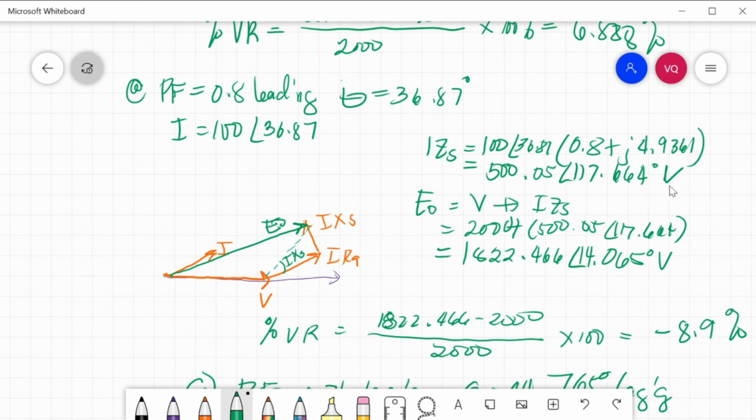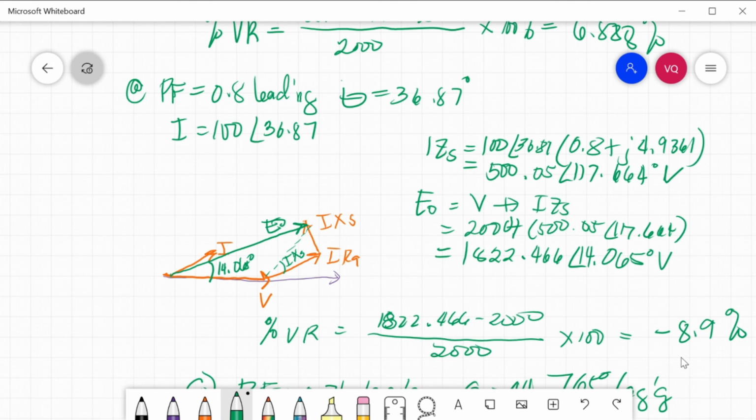So, EO now will be 1,822.466 angle 14.065. So, here is the 14.065. So, percent voltage regulation is equal to 1,822.466 minus 2,000 divided by 2,000 times 100, that is negative 8.09%.